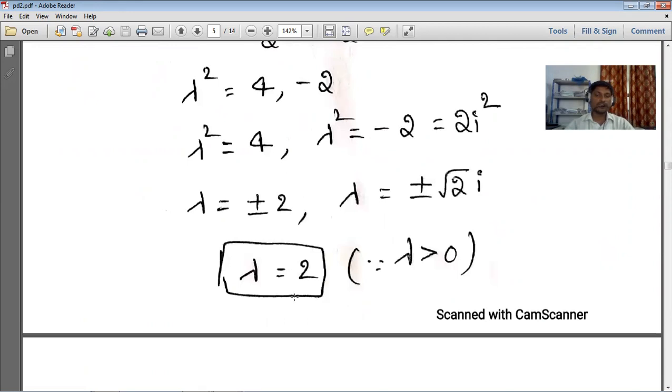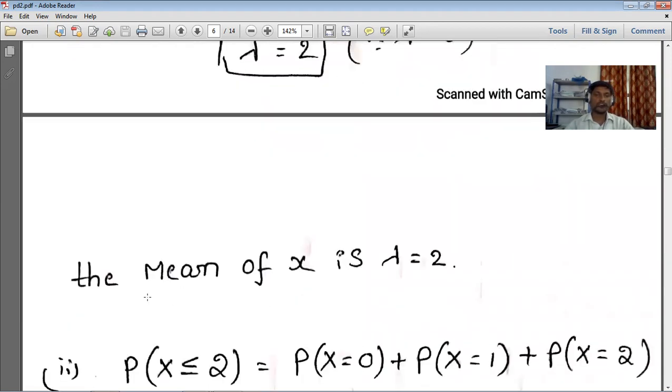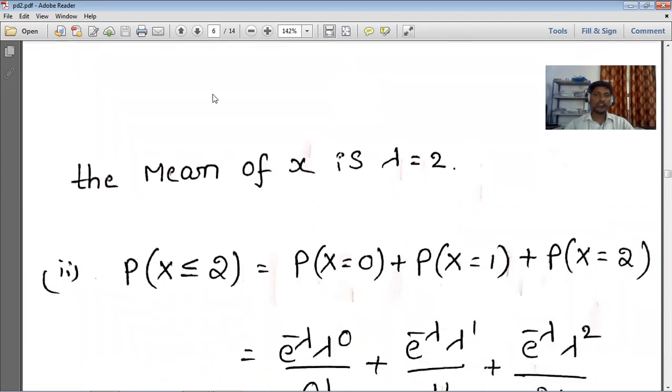Lambda must be greater than 0, so for that we wrote lambda is equal to 2. Therefore the mean of x is lambda is equal to 2. Next we are going to calculate what they asked in that.